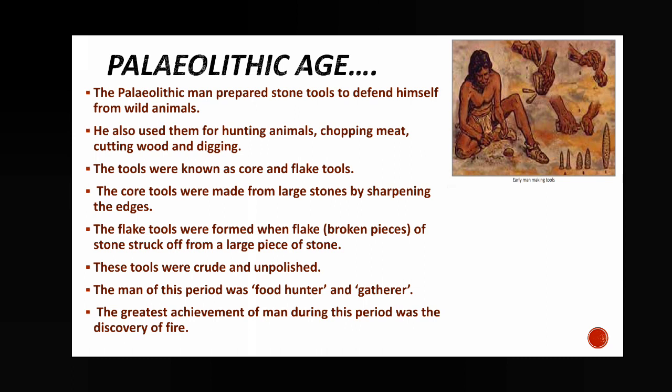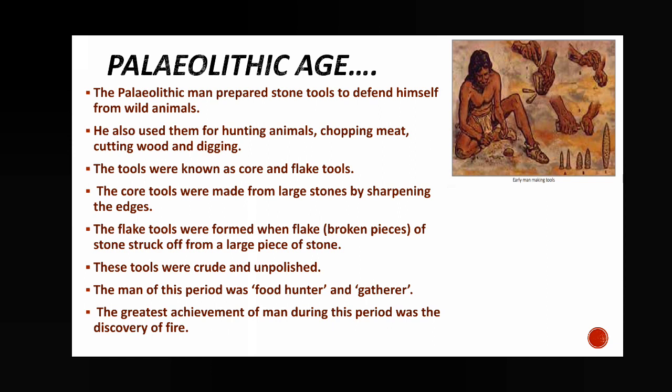Before going on, one more thing I want to say. You can ask, sir, why was the Paleolithic man a food gatherer? Because at that time they did not know how to cultivate crops. That's why they were collecting fruits and hunting animals. That's why the Paleolithic man was called a food hunter and gatherer, because they did not know the skill of crop cultivation, of agricultural activities.